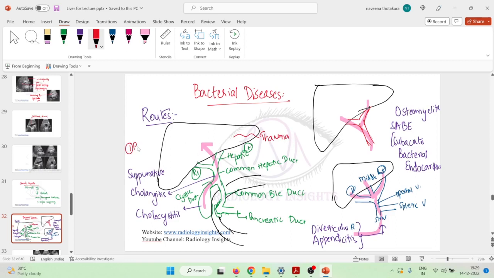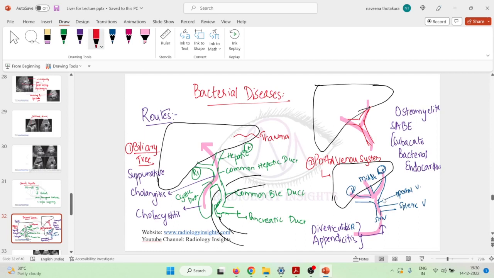So the routes of infection: the first route is through the biliary tree, where infection of the gallbladder, that is cholecystitis, or infection of the biliary tree, that is suppurative cholangitis, enters the liver through the biliary system, that is the common bile duct, common hepatic duct, and the right and left hepatic ducts. Second, infection can enter the liver through the portal venous system. Whenever the patient has diverticulitis and appendicitis, these are infections of the bowel. Diverticulitis is infection of the large bowel. Both these drain into the superior mesenteric vein.